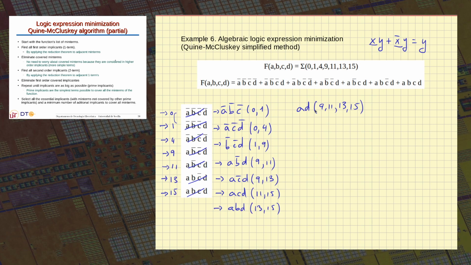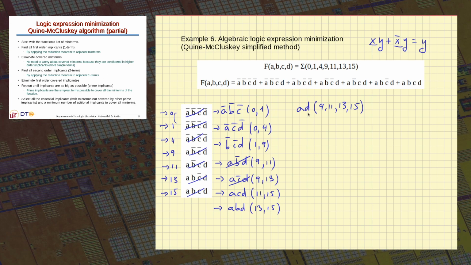Now, again, because I have this term, which is more simple, and already includes 9 and 11, I can forget about this term here. I don't need this term anymore. I have these minterms here. And it includes 9 and 13 as well, so I don't need to use these terms, okay?